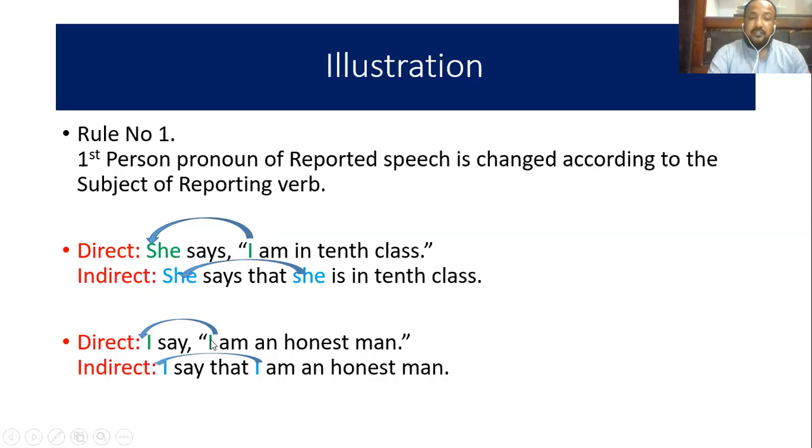Simultaneously, over here: I say, "I am an honest man." Here, if I change it, it is first person, and in the reporting verb there is also I, the first person, so it will remain the same. I say that I am an honest man. So the first rule: first person changes according to the subject of the reporting verb.